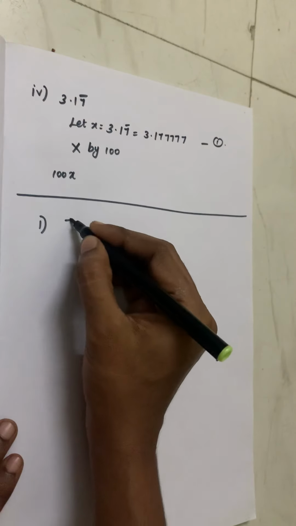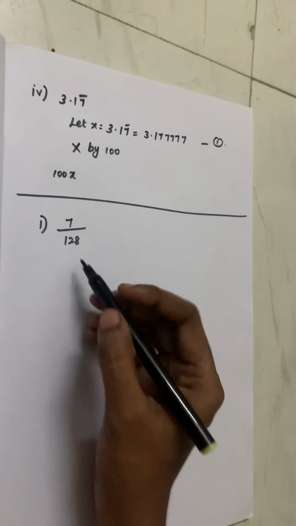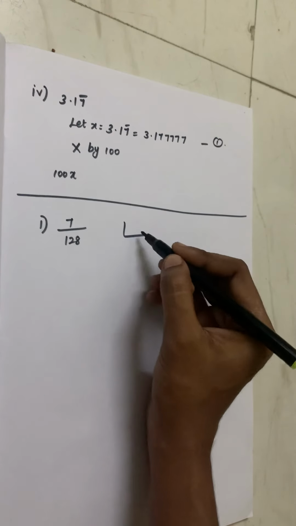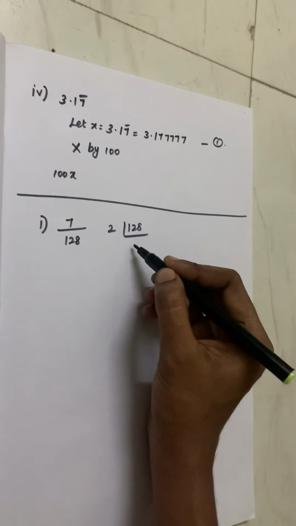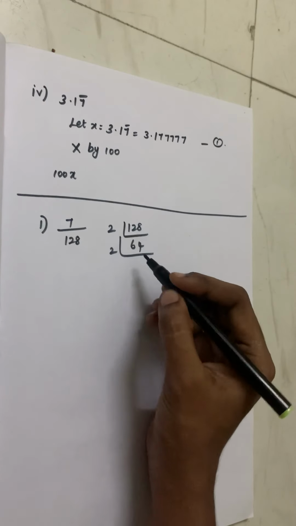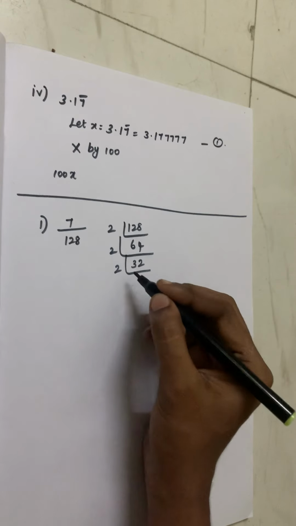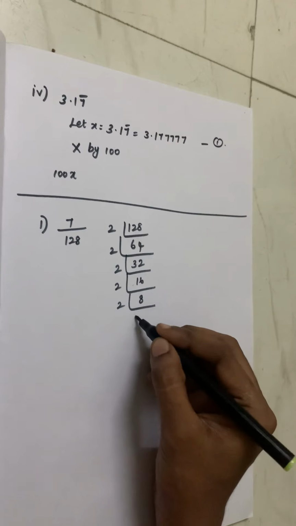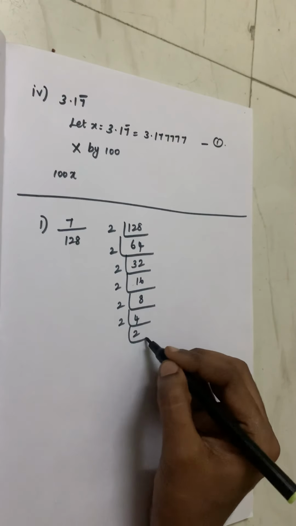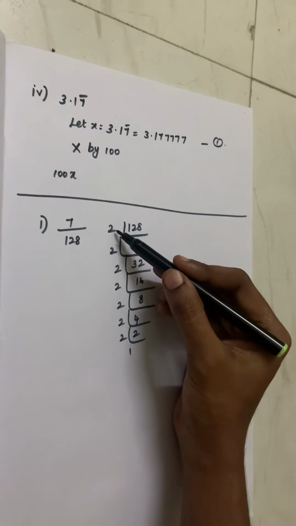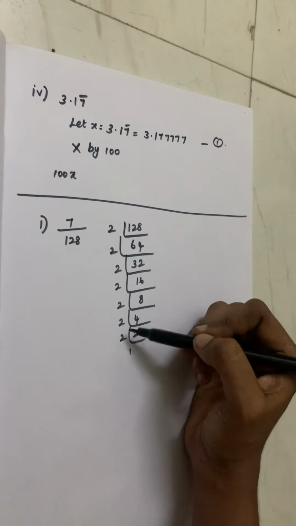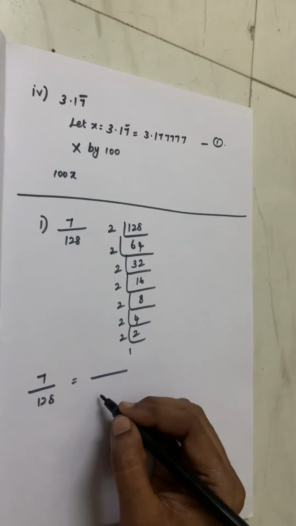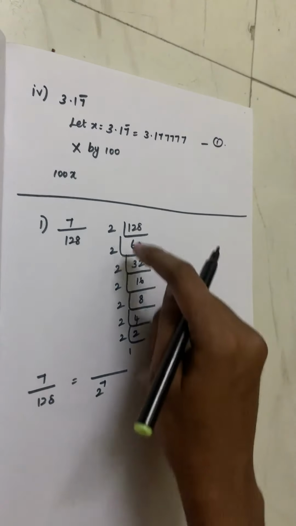So the first sum is 7 by 128. How can you change this 128? You have to do prime factorization. Start with 2: 64, 32, 16, 8, 4, 2. See how many 2s are there: 1, 2, 3, 4, 5, 6, 7. So 7 by 128 equals, in the denominator, 2 power 7. So 7 twos are there.